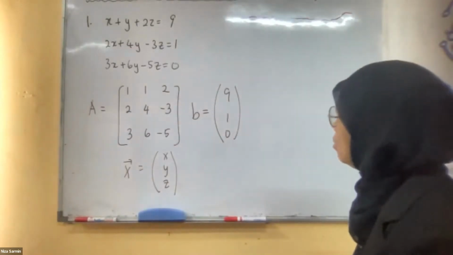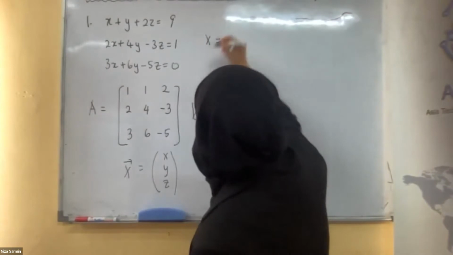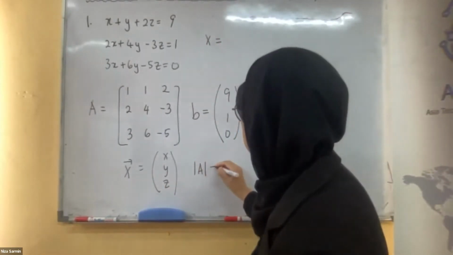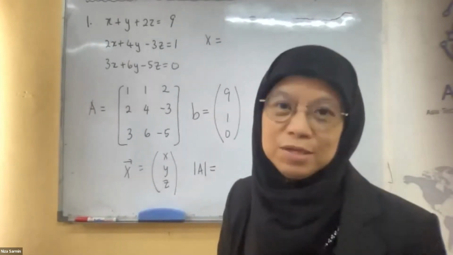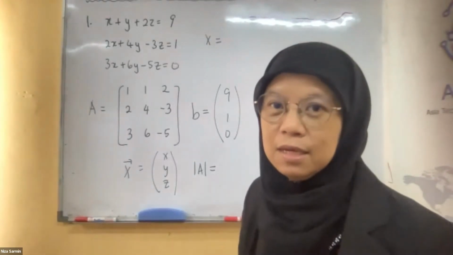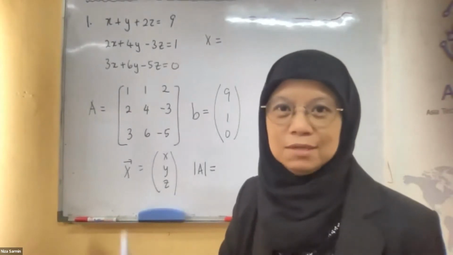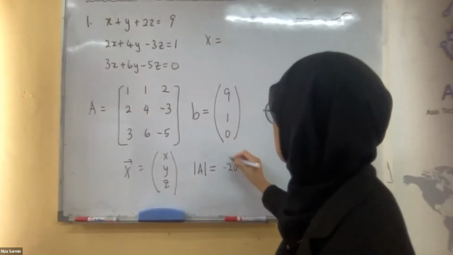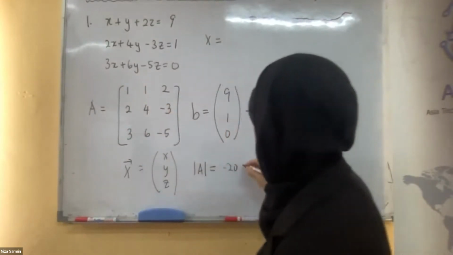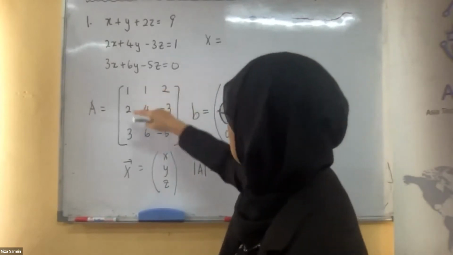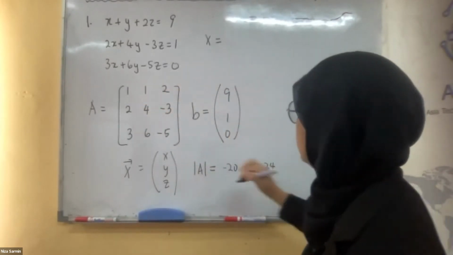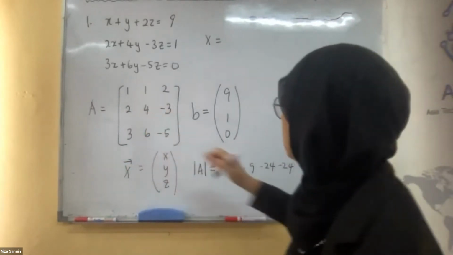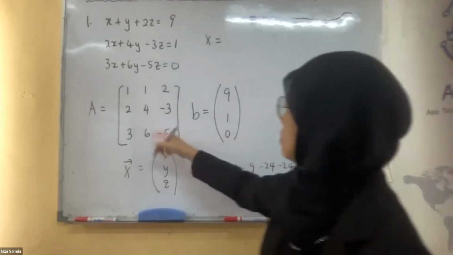Okay, now X. First, we have to find the determinant of A. There are many ways to find the determinant of a 3 by 3. But I do this: negative 20, and then minus 9, and then minus 24, and then minus 24, plus 10, plus 18.